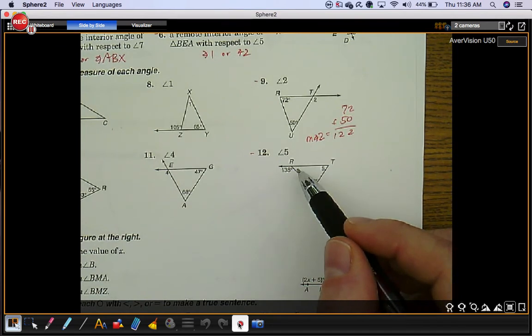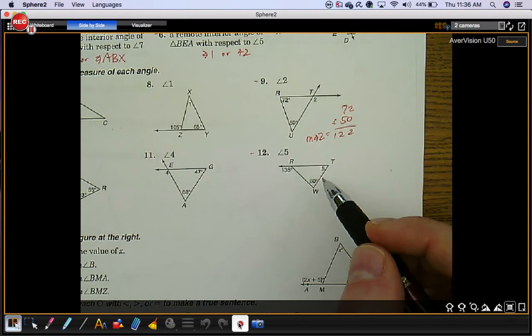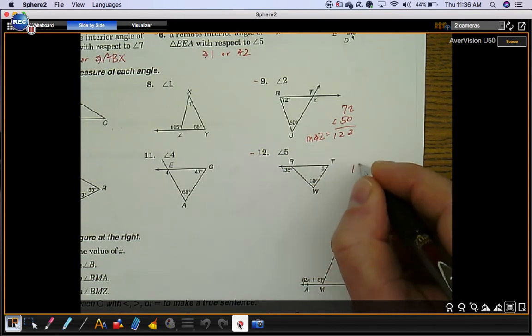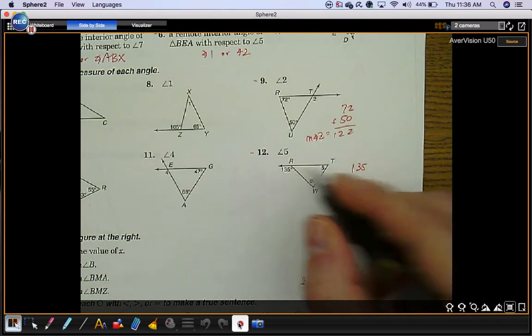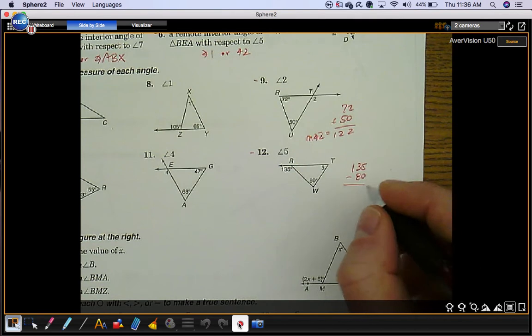It's exterior because this angle is an interior angle. This makes a linear pair with it. These are the remote interior angles. If this angle is 80, what's this angle going to be? Well, together, those have to add up to 135. So subtract 80 from 135.